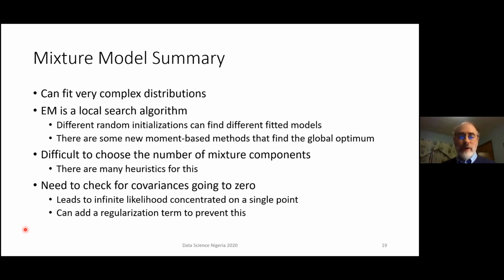There is also a failure mode. If a cluster zooms in on a single data point, then the covariance will go to 0, and it'll assign infinite probability to that point, which means you'll get a floating point underflow or divide by 0 error in the code. So a typical thing to do is to add a penalty function that prevents the covariance from ever going to 0. You can use a Bayesian approach where you put a prior on the covariances that pulls them away from 0.